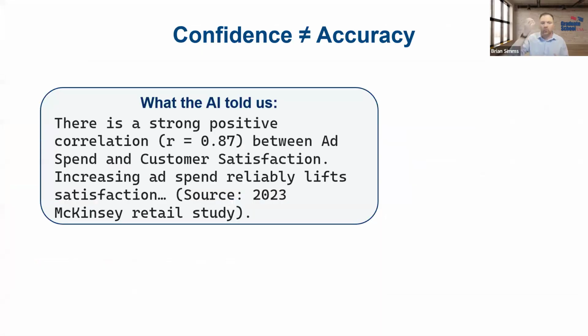So I want to show you too what a hallucination looks like. I've used this example in class sometimes too. I was working with some data recently where the AI said, "Oh yeah, there's a strong positive correlation between ad spend and customer satisfaction." And here's the source, by the way. Increasing ad spend reliably lifts customer satisfaction to, I think it was like 25% or something like that. It looked really good, right? Out to multiple decimal points, and it gave me the source with a link to it.